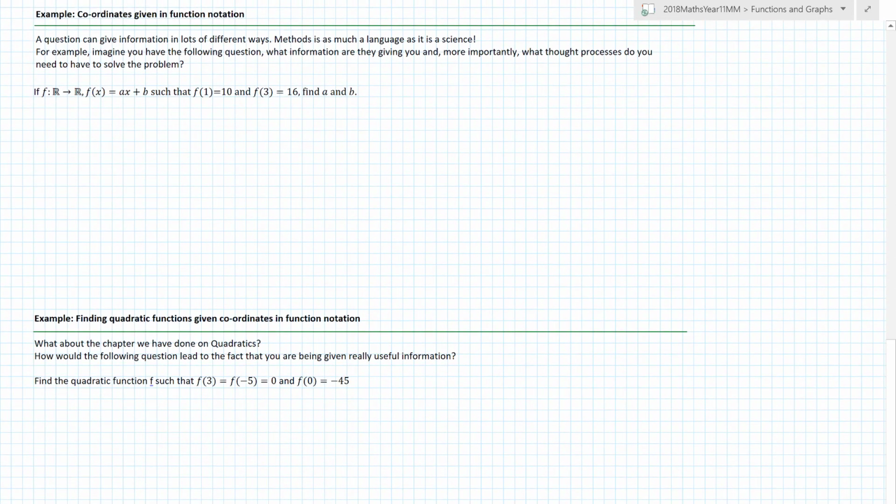What about this? Coordinates given in function notation. I've just said that a moment ago. When we have f of 1 equals 7, that is nothing more than saying 1, 7.